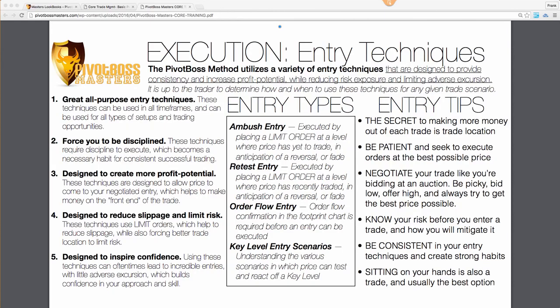But by using limit orders, again, it helps to reduce that slippage. And by reducing slippage, that's putting that little bit of money back into your account. And these are designed to inspire confidence also, because once you get a couple of these fantastic, incredible entries, and you're able to pinpoint some of these areas and you get in, you start feeling really good about yourself, really good about your process.